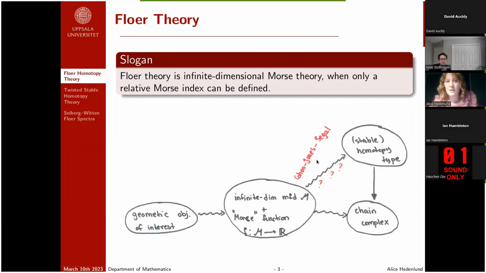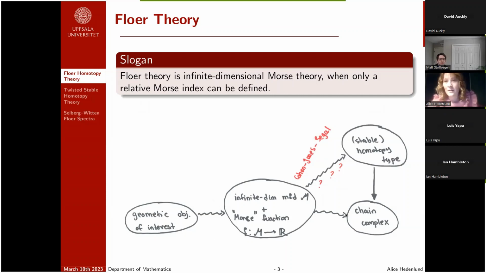So you have some geometric object of interest, right? And to this geometric object of interest, you assign some sort of infinite dimensional manifold, together with some Morse-Floer function on it. Of course, there are a lot of technical things involved here, but somehow you associate some sort of chain complex to this data, and you compute the homology groups of that chain complex, and you get Floer homology.